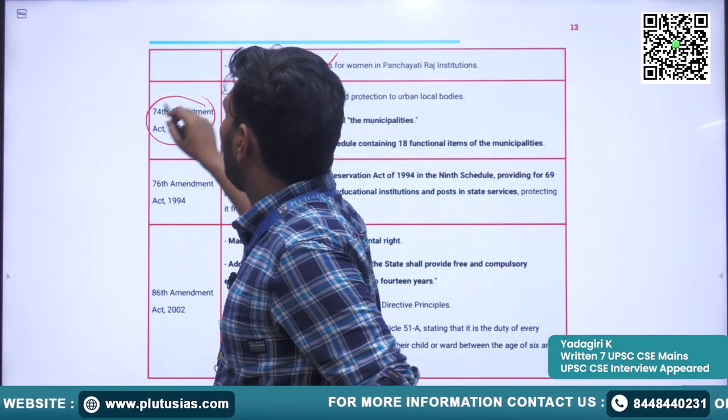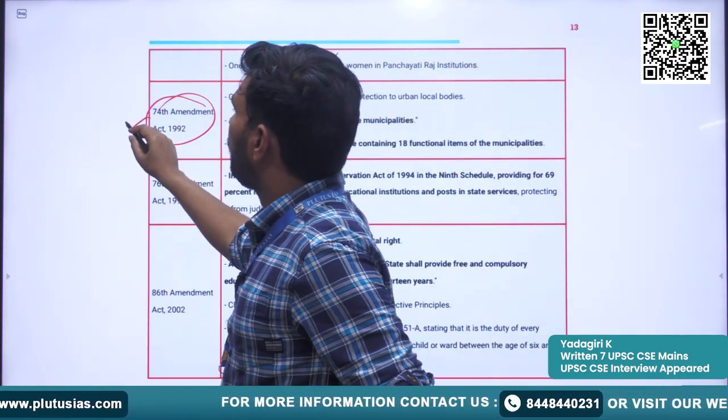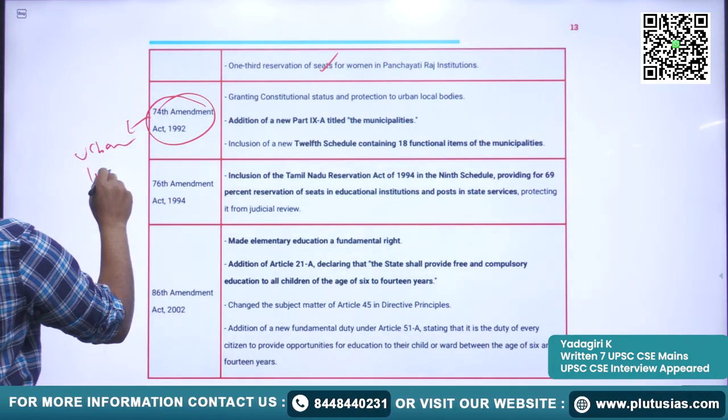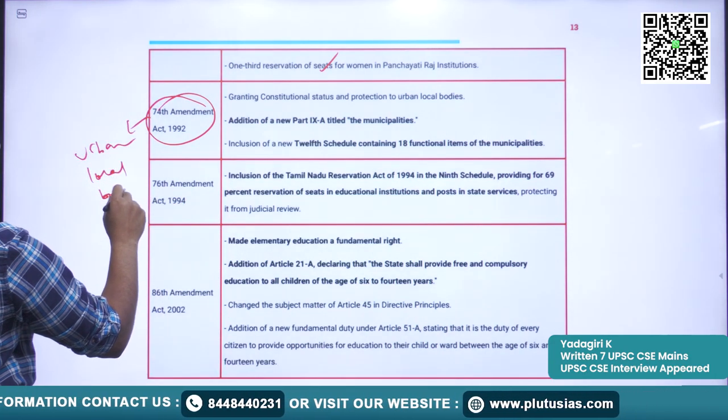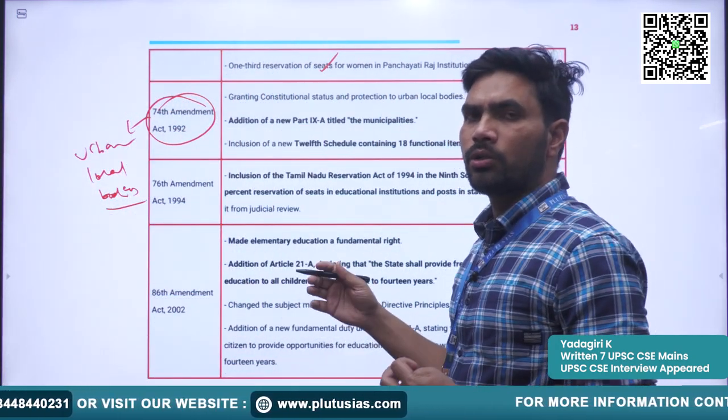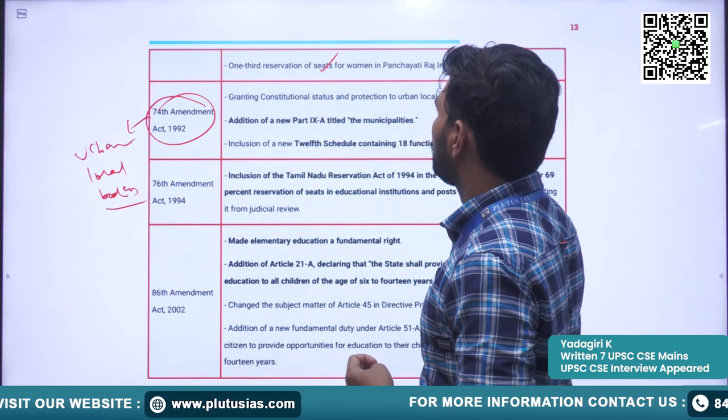Similarly, the 74th Constitutional Amendment Act gave urban local bodies, basically municipalities and municipal corporations, the status of constitutional bodies.